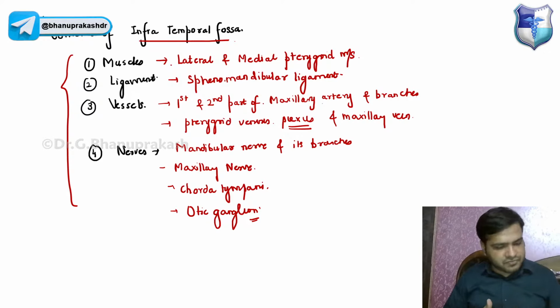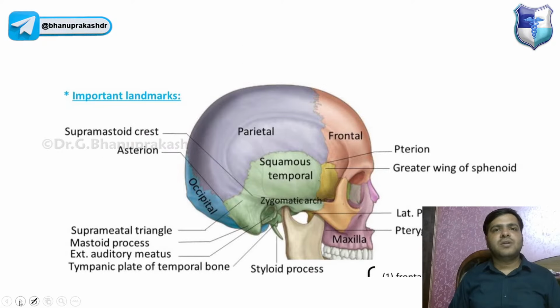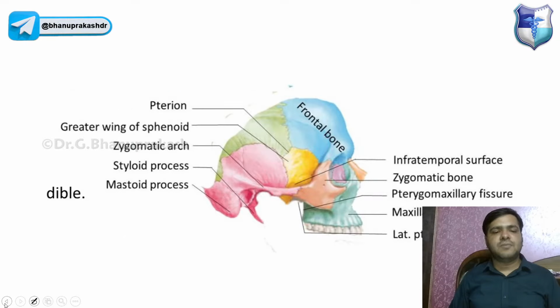Now, facial nerve, trigeminal branch, very good. That is the chorda tympani, guys. Okay, you have all written this much. Now in this case, guys, we are going to discuss some important landmarks.